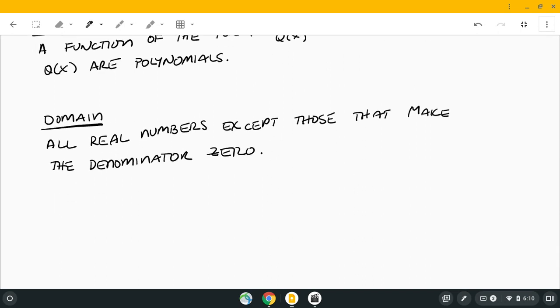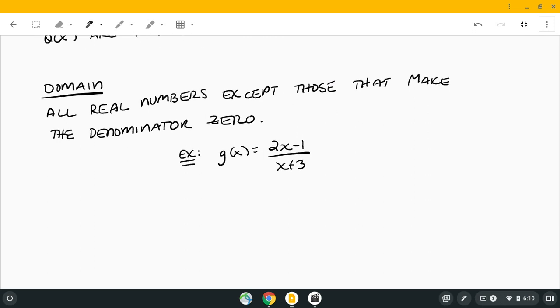Okay, so for example, if I have something like this, g of x equals 2x minus 1 in the numerator, and then x plus 3 in the denominator, then the domain here is all real numbers except -3, because we can see here, if x is -3, -3 plus 3 is 0, and we get 0 in the denominator, which is undefined. Okay?